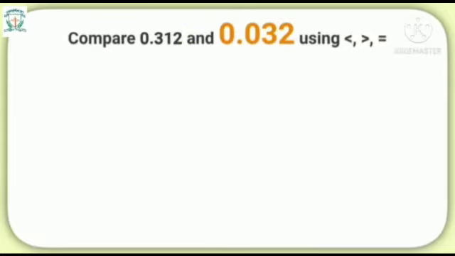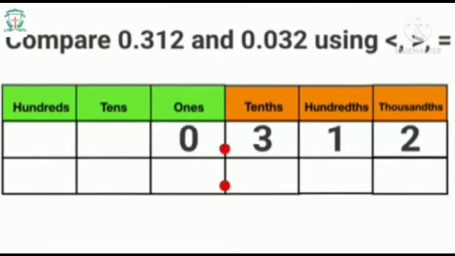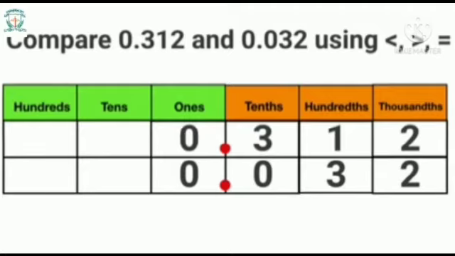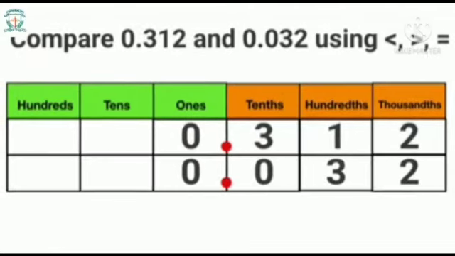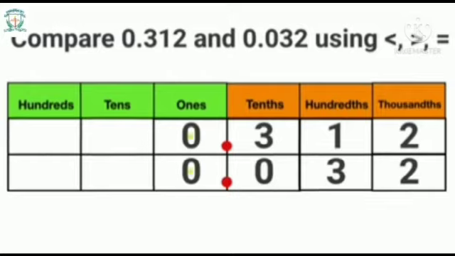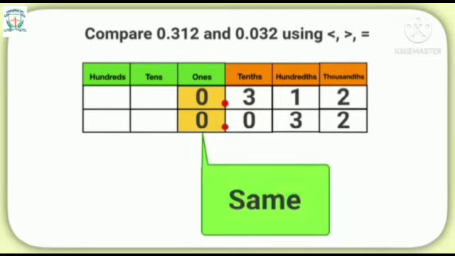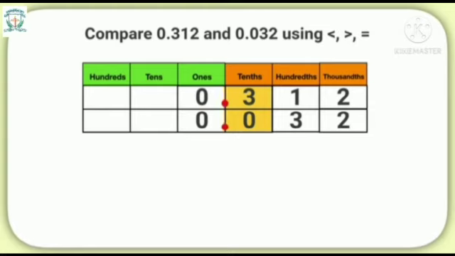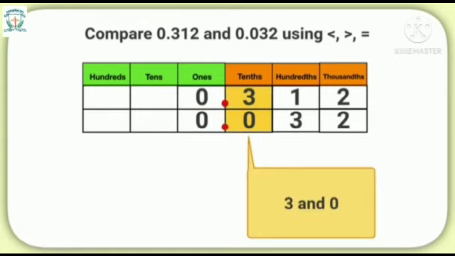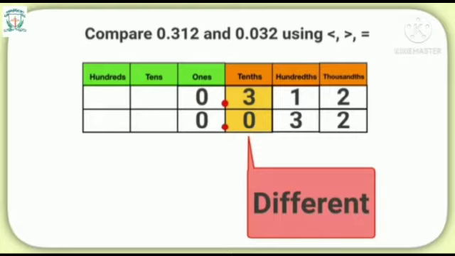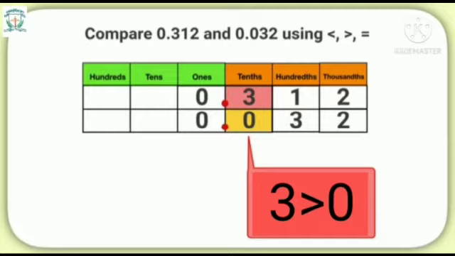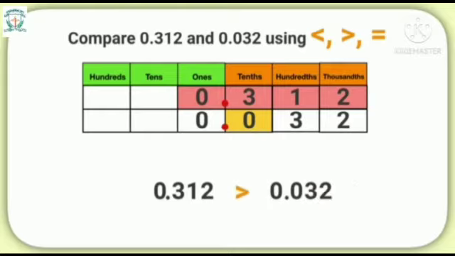Consider another example. 0.312 and 0.032. These are like decimals. Compare the whole part. That is 0 and 0 are same. Now compare tenths place. That is 3 and 0 are different. Here 3 is greater than 0, hence 0.312 is greater than 0.032.